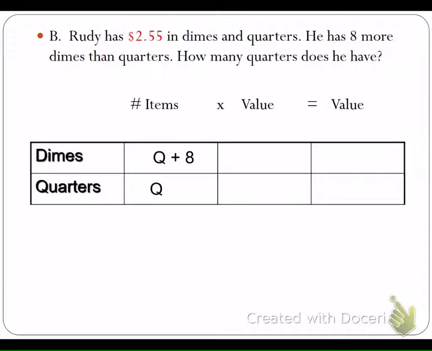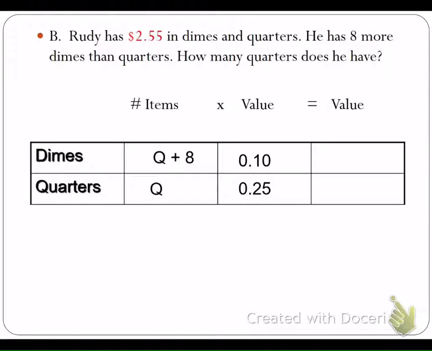Now, I don't see any information about the value. So here's where your money skills come into play. What's a dime worth? 10 cents. What's a quarter worth? 25 cents. If this is something you struggle with, and you thought when you stopped learning how to count money in 4th grade, whew, good, that's gone, it's not, okay? So hopefully you know these. If not, go home, talk to your parents, work through it, okay?